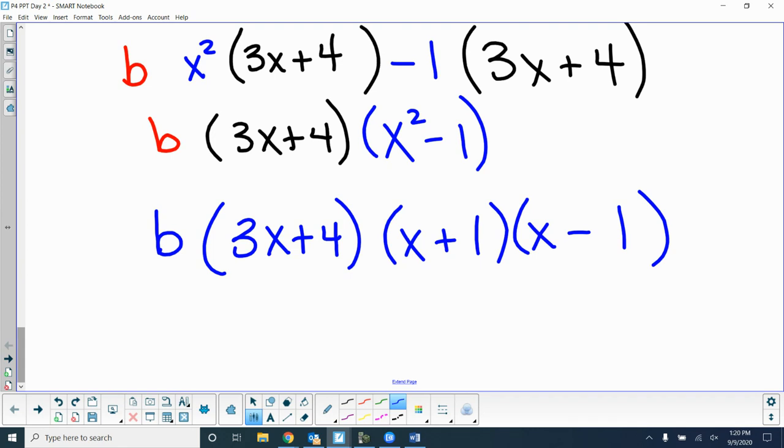Okay? The last one, number 80, you had to take out the 5 first. That was a GCF, and then group it. So we get 5, and then an x plus 4, and a y minus 3. Okay? So, hopefully you're understanding.